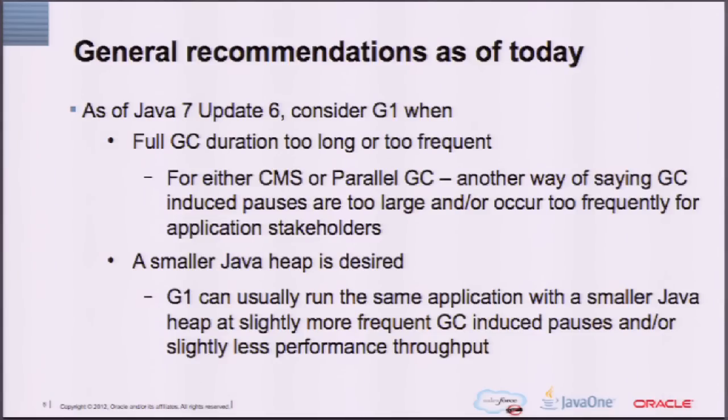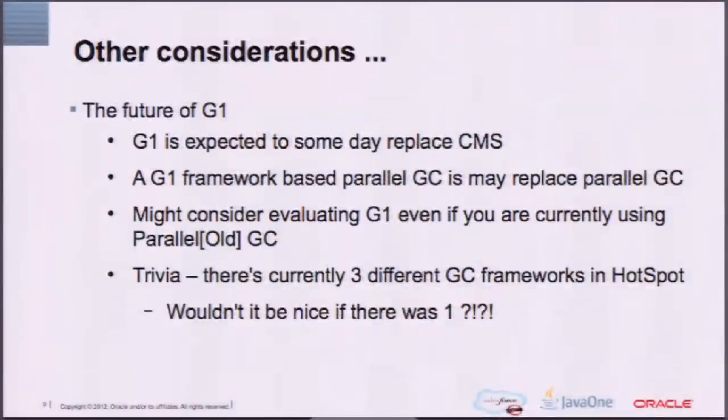Likewise, if you're using parallel GC today, if you're able to avoid full GCs, I would continue to use parallel GC. However, in the future, as G1 continues to evolve, as I mentioned earlier, G1 will replace CMS. It's also likely that the G1 GC framework will eventually replace the parallel GC. So there will be a parallel GC type of implementation that's built on top of the G1 framework.